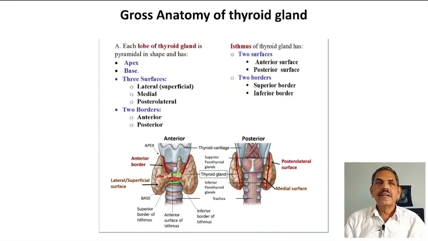This is the gross anatomy of the thyroid gland and consists of two lobes. Each lobe is having an apex and base. There are three surfaces and two borders, and these two lobes are connected by an isthmus which is having two surfaces and two borders, as shown there in the slide.